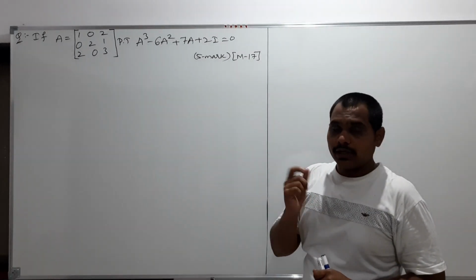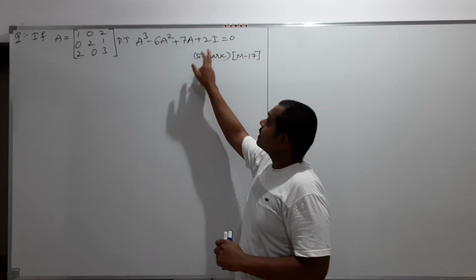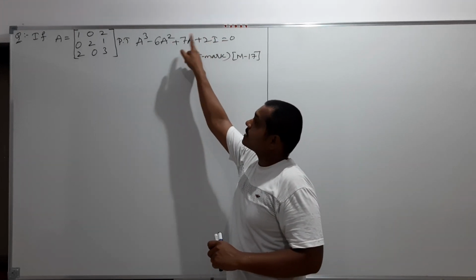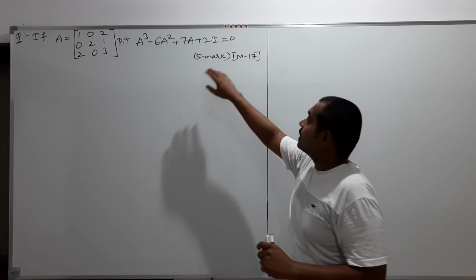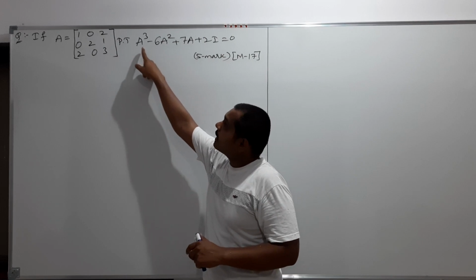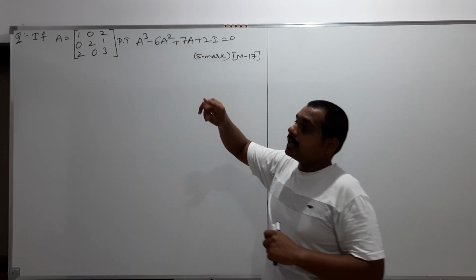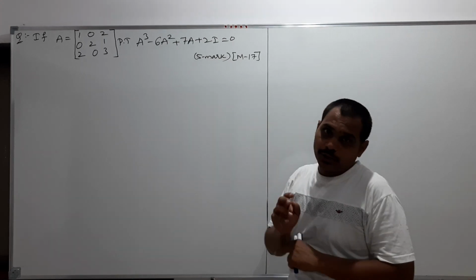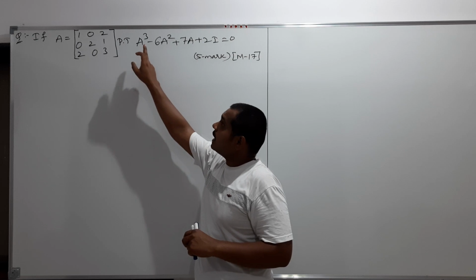If any question like this is given to you, you can prove it by taking the LHS and solving it. After solving, we should get the RHS as 0. To solve this, I require the A cube value, the A square value, and the A value, but A is already given to you. First I will find the A cube.